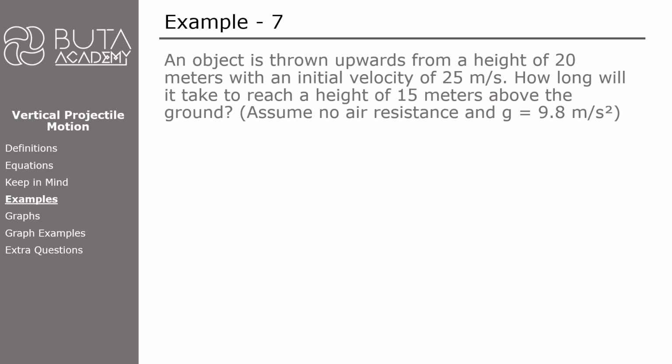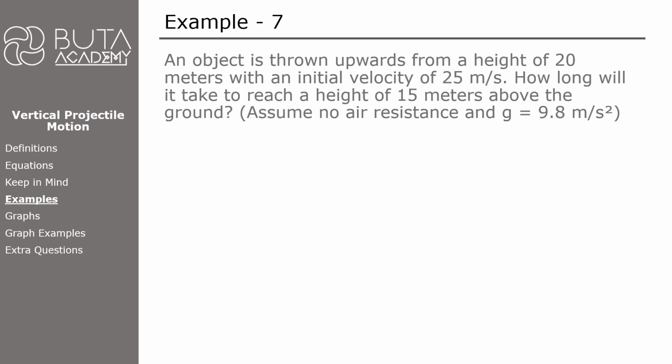An object is thrown upwards from a height of 20 meters with an initial velocity of 25 meters per second. How long will it take to reach a height of 50 meters above the ground? Assume no air resistance and g is equal to 9.8 meters per second square.